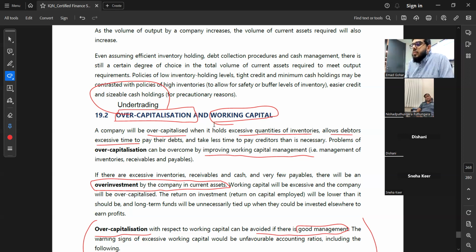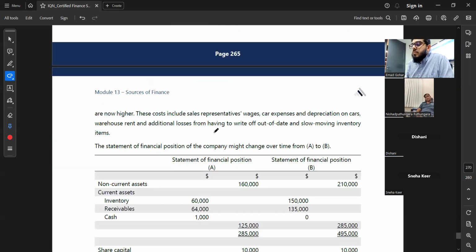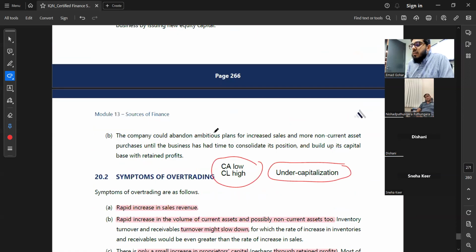So this is the completion of module number 13.